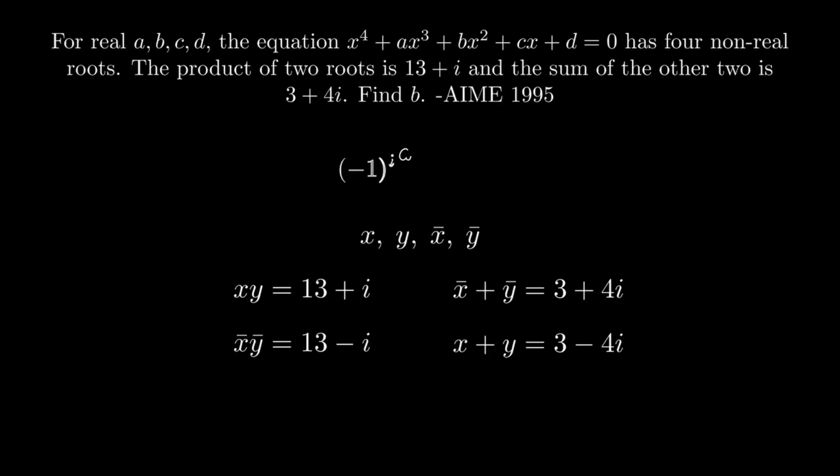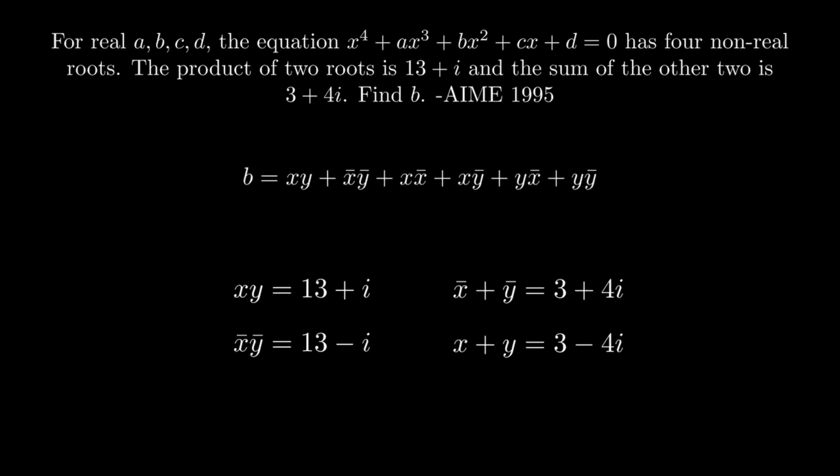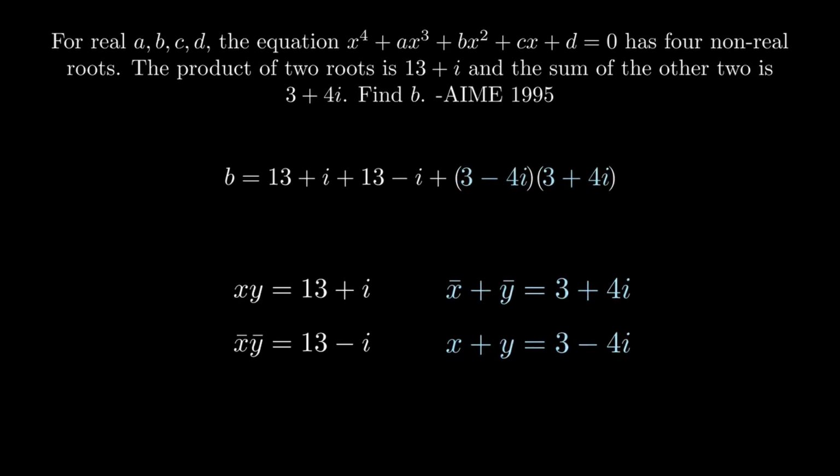Using Vieta's formulas, you can find that b equals the sum of every pair of roots. Writing this in terms of our roots, we get an expression. We already know these, and for the remaining, we can simply do some factoring. Plugging in our values, we can evaluate to get a final answer of 51.